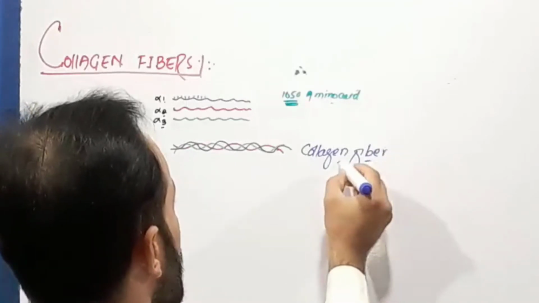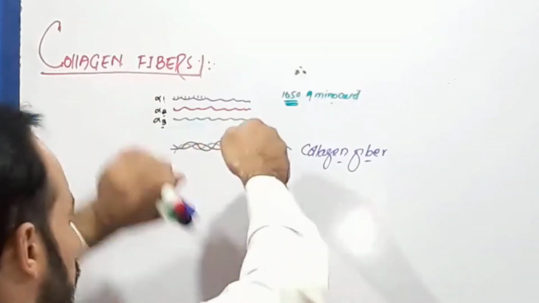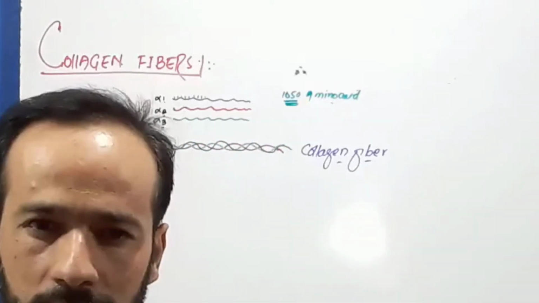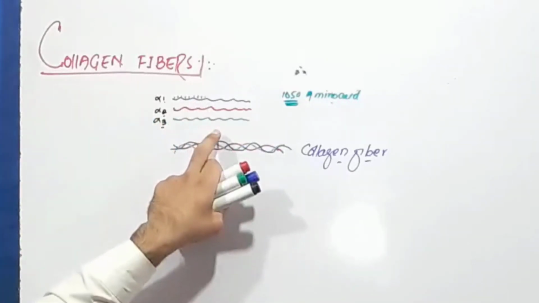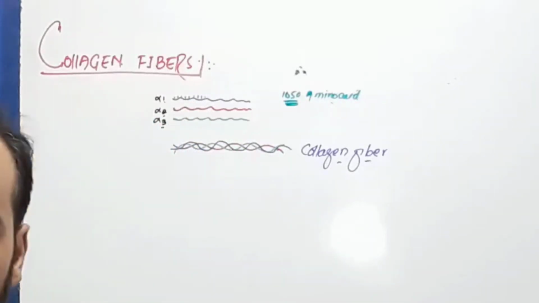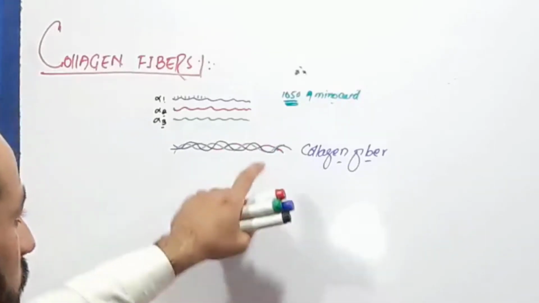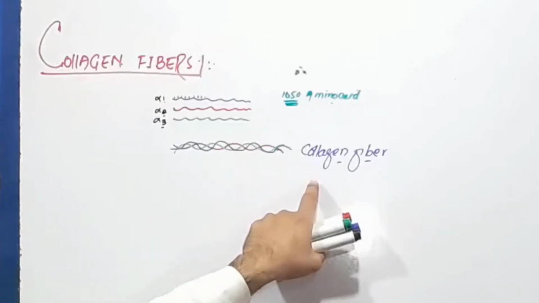So what is collagen fiber? Let us define it. Collagen fiber is a triple helical protein fiber, in which 3 fibers are twisted around each other, and it is present most abundantly in the body. What is the most abundant protein of the body? That is the collagen fiber protein, right?